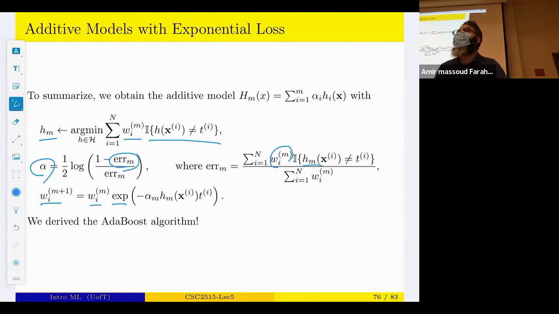Yes. Sorry, can you clarify why using decision trees makes it easier to find the hypothesis with the 0-1 loss?